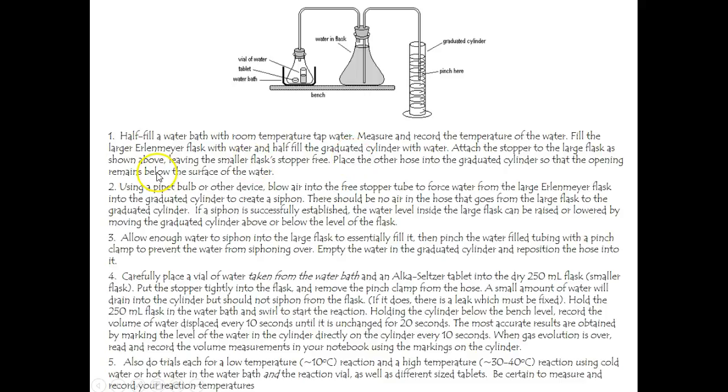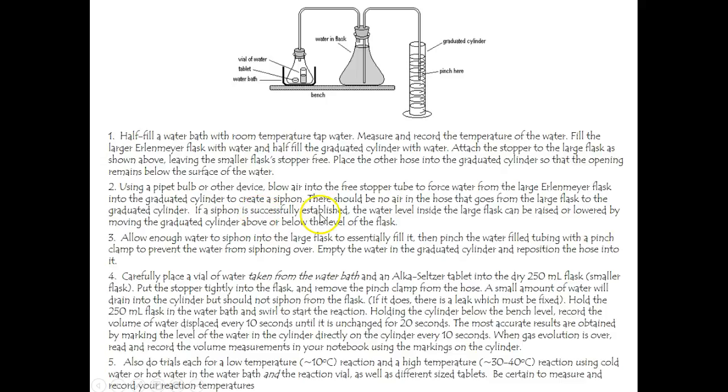So that the opening remains below the surface of the water. Good. Using a pipette bulb or other device, blow air into the free stopper tube to force water from the large Erlenmeyer flask into the graduated cylinder to create a siphon. There should be no air in the hose that goes from the large flask to the graduated cylinder.